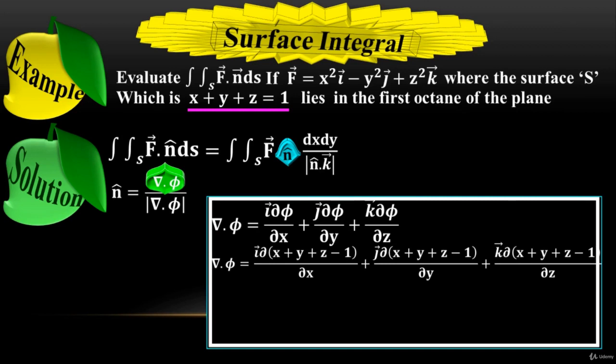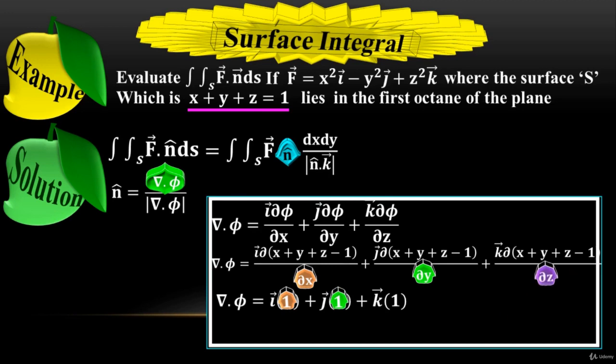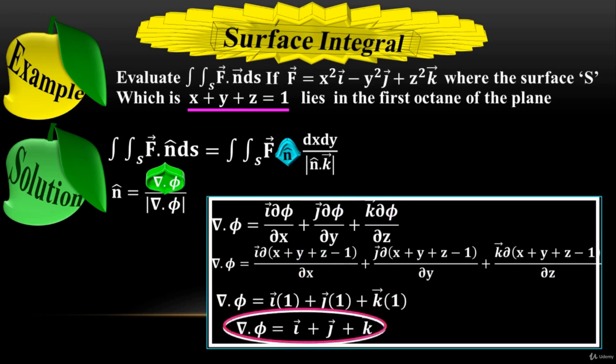Now just substitute the value of phi, which is x plus y plus z minus 1. I just shifted 1 to the left side. It is the same thing whether you write x plus y plus z minus 1 or x plus y plus z equals 1. It is the value of phi. Now take the partial derivatives. The partial derivative of the first term with respect to x is 1. The partial derivative of the second term with respect to y is 1. The partial derivative of the third term with respect to z is also 1. So this is the final value of the gradient, which is i plus j plus k.